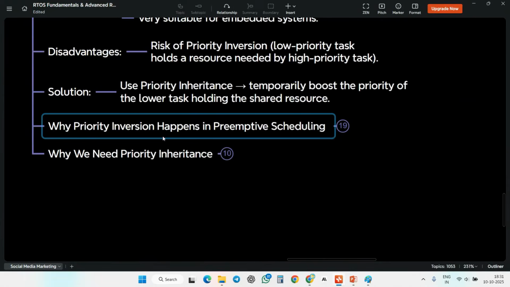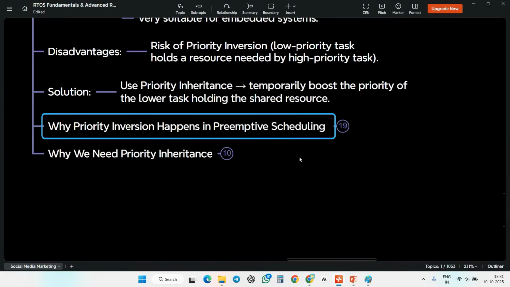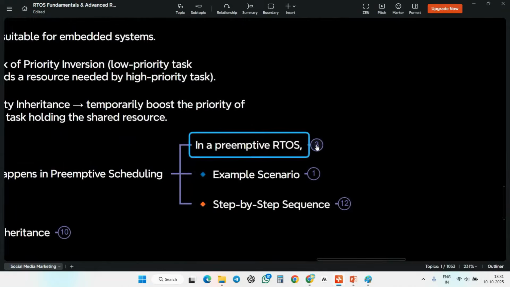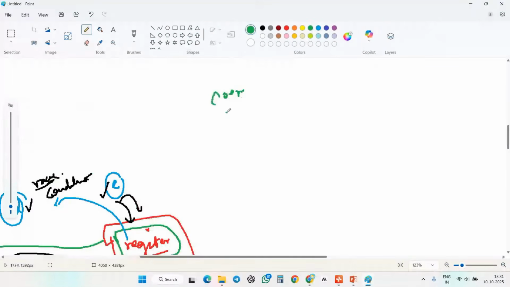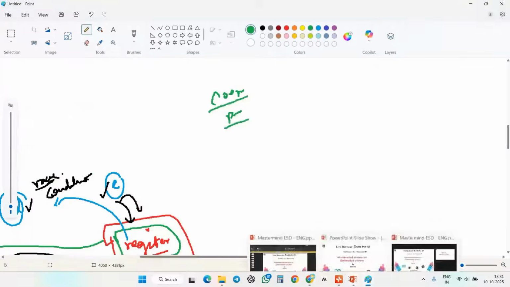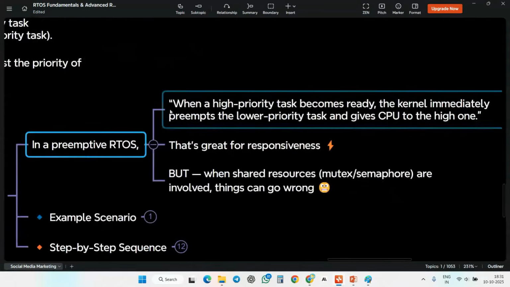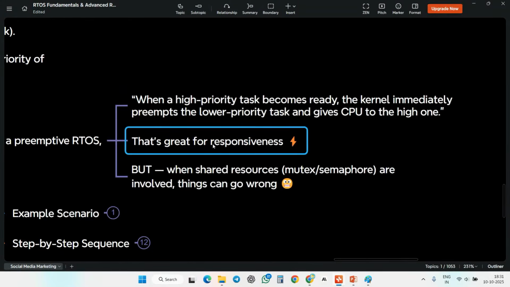The problem is priority inversion. The solution is priority inheritance. Priority inversion occurs in a preemptive system. Is everyone clear up to this point? What is the meaning of cooperative and preemptive tasks? Remind yourselves of these concepts. In preemptive scheduling, when a higher priority task becomes ready, the kernel immediately preempts the lower priority task and gives priority to the higher one. This is called preemptive scheduling.